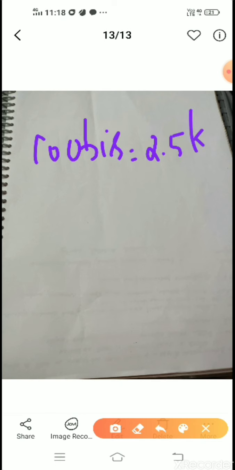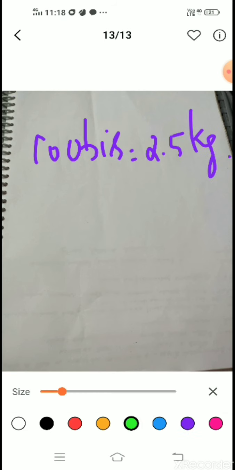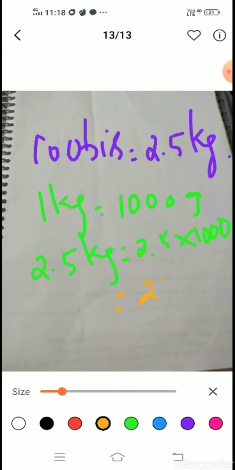So there are 100 biscuits with me and the mass is 2.5 kg. Now they have asked me to express in grams. Therefore 1 kg is 1000 gram, by which 2.5 kg will be 2.5 into 1000. If you multiply, you will get your answer as 2500 gram. Therefore 100 biscuits is equal to how many grams? 2500 gram. Now my question is, what is the value of one biscuit?